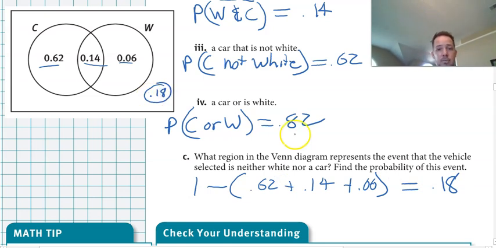0.18, which is the complement of that right there. So since we already added these up to get a car or white, anything else would be the complement of that. So it should be 0.18.